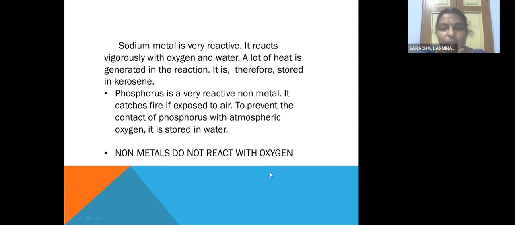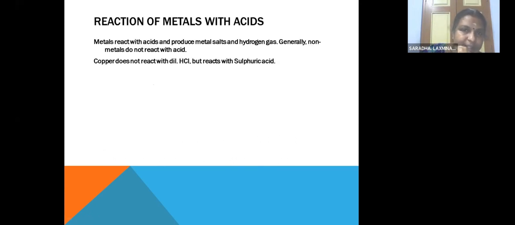And generally, non-metals do not react with oxygen. That is the second thing. This lesson generally speaks about metals reacting, and non-metals generally not reacting with water and some acids and bases. It is a complex reaction; we are not learning that. So that's what is explained in the whole of the lesson, I feel.